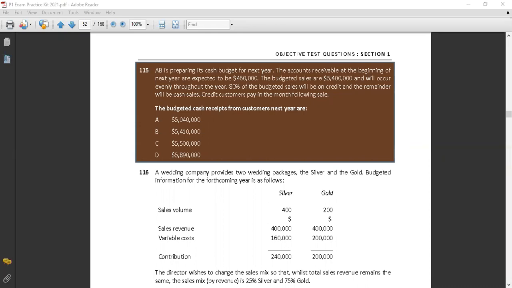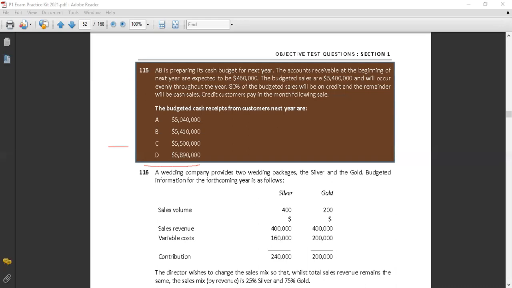AB is preparing its cash budget for next year. The accounts receivable at the beginning of next year are expected to be 460,000. The budgeted sales are 5,400,000 and will occur evenly throughout the year. 80% of the budgeted sales will be on credit and the remainder will be cash sales. Credit customers pay in the month following sales.